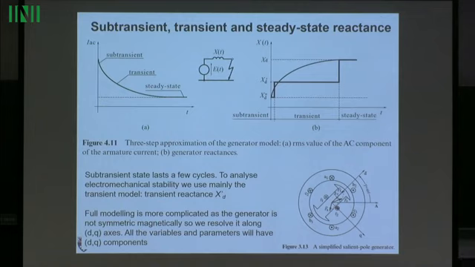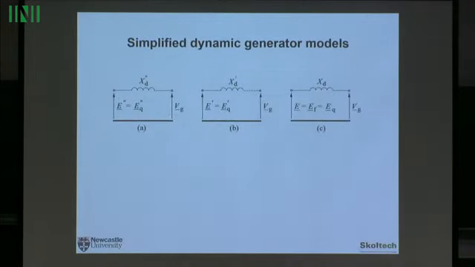So once again, instead of modeling everything changing continuously, we just assume, okay, in the transient state, the reactance is that much, it stays constant, which is an approximation, the same in the subtransient state. So we divide the whole continuously changing process into those three stages. That means we are talking about three dynamic generator models.